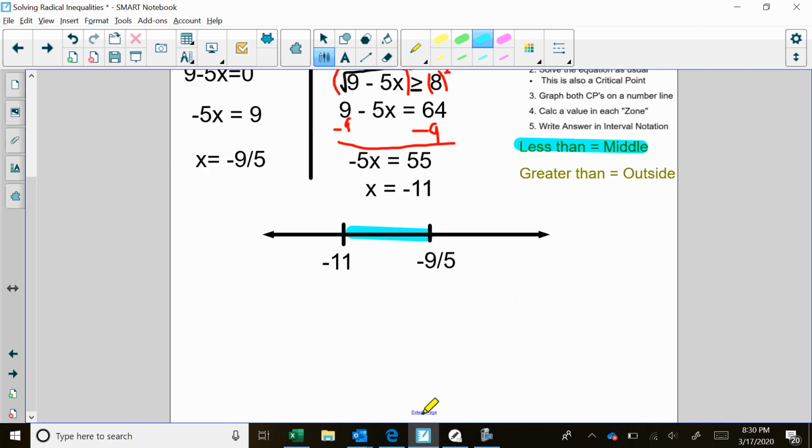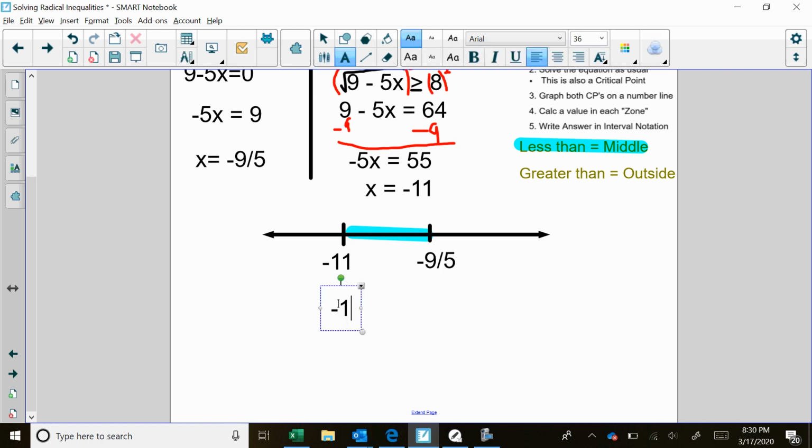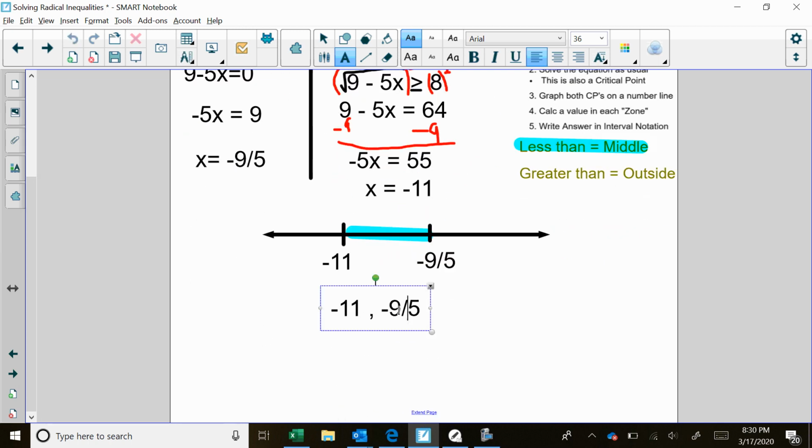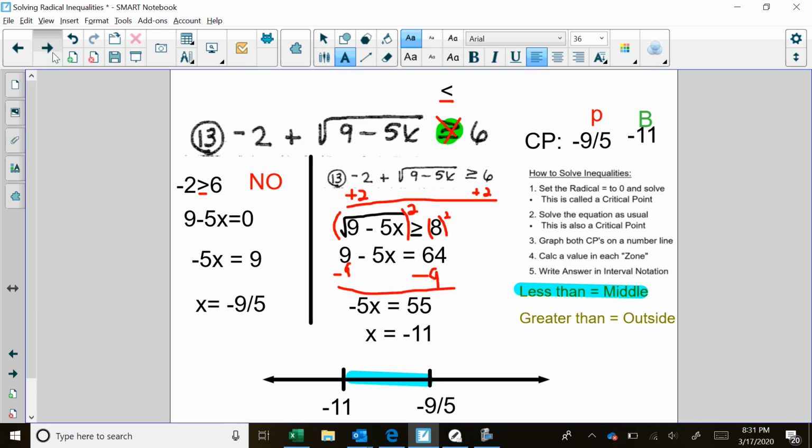So let's write an answer. Negative 11, negative 9/5. Now pay attention to the brackets and parentheses. Parentheses on the 9/5 and the bracket for negative 11. There you go. I expect some questions.